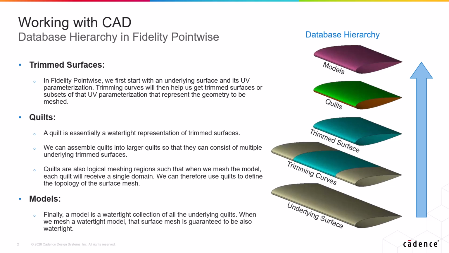In Fidelity Pointwise, geometry starts with the underlying CAD surfaces and the trimming curves used to create the trimmed surfaces that represent the final geometry. Those trimmed surfaces can be assembled into quilts, and quilts can be assembled into models. Quilts define the surface meshing regions, while models represent watertight collections of geometry. For today's discussion, the key point is that import options can affect how many quilts and models are created during import. Those quilts and models ultimately influence how we prepare geometry for meshing.